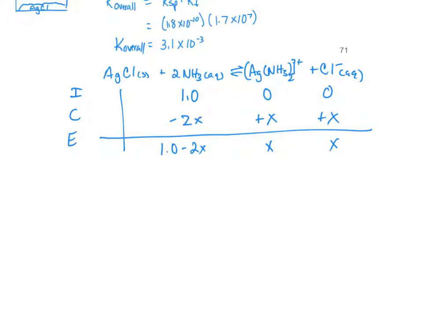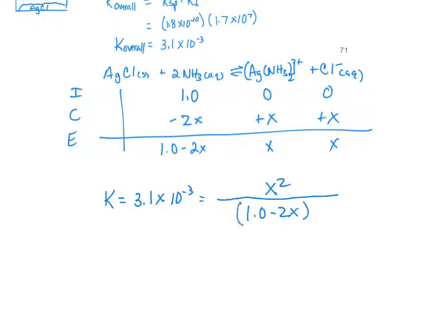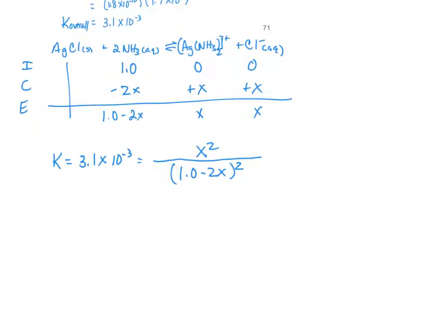And now we can plug this into our equilibrium constant expression. We said that K overall was equal to 3.1 times 10 to the minus 3. This is going to be equal to the concentration of products over the reactants. So we'll have x squared over 1 minus 2x, and that's squared as well, don't forget that. What's special about this equation? It's a perfect square, yes. So we can take the square root of both sides.